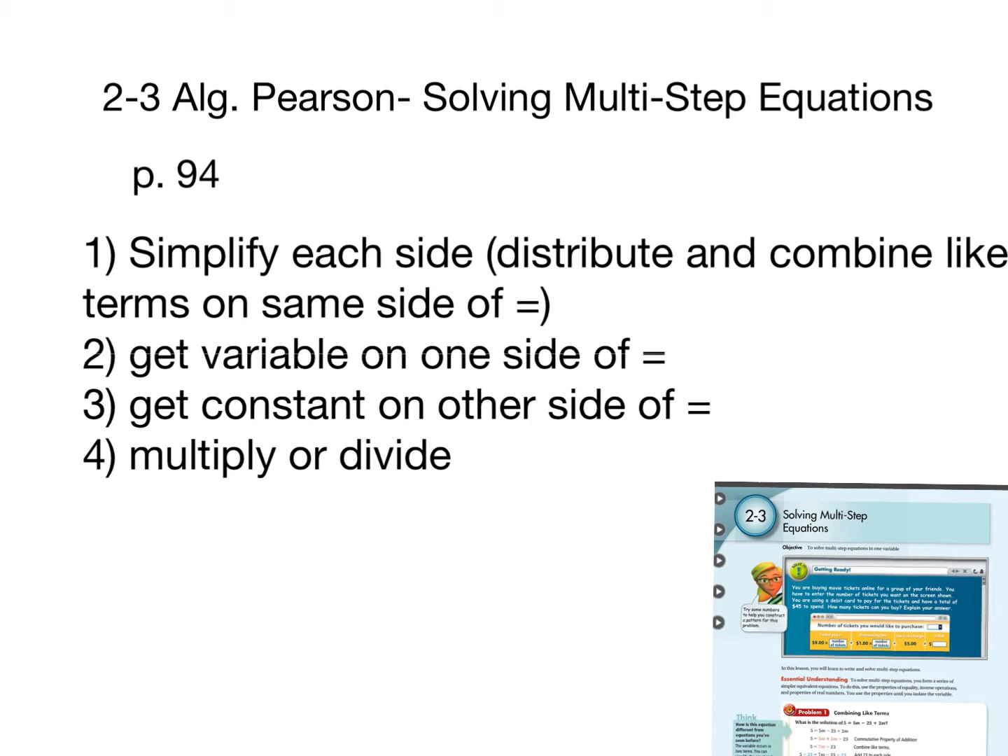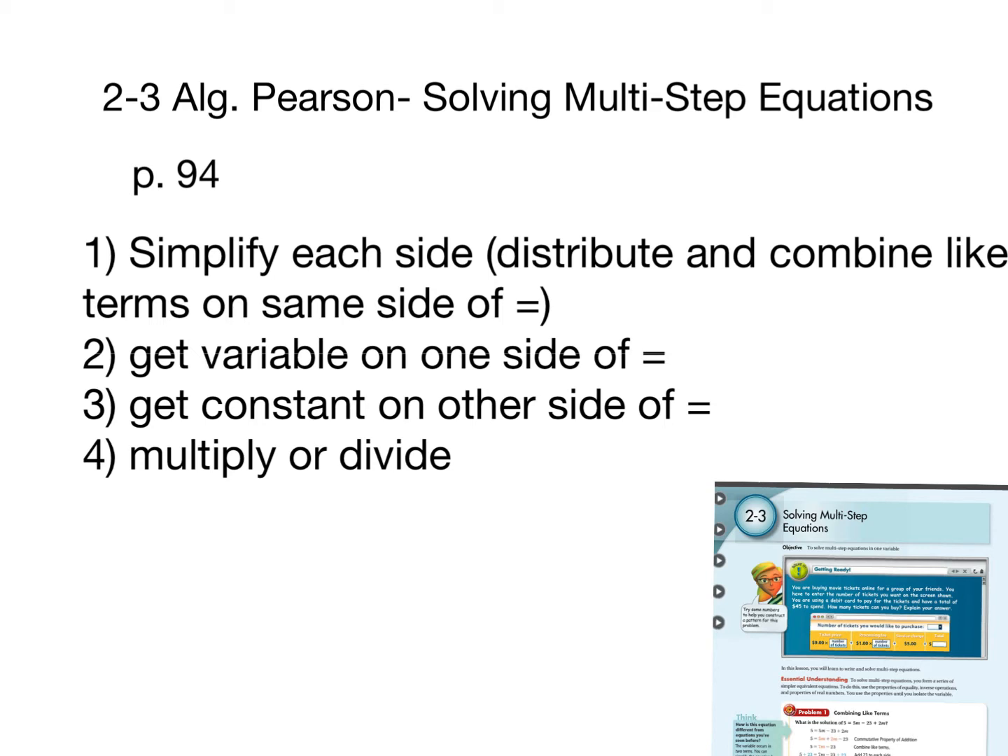So for solving these equations, the first thing is we're going to simplify each side of the equation. So distribute and combine like terms on the same side of the equal sign. That's in parentheses, so that's not same side of the smiley face. The second step is we're going to get the variable on one side of the equation. Then we're going to get the constant on the other side of the equation. And then we're going to multiply or divide.